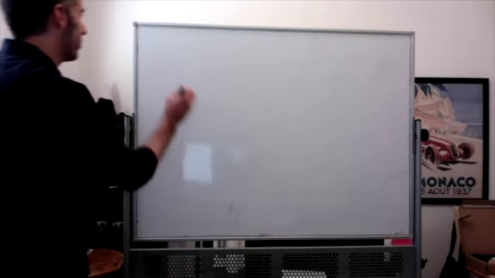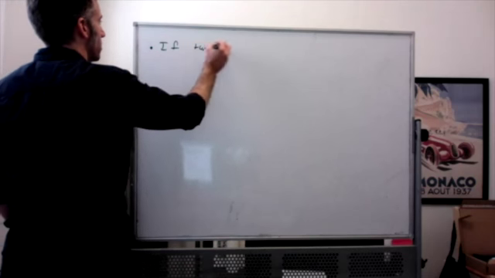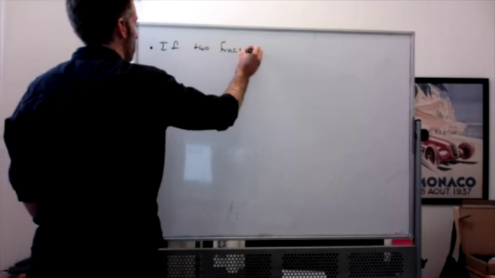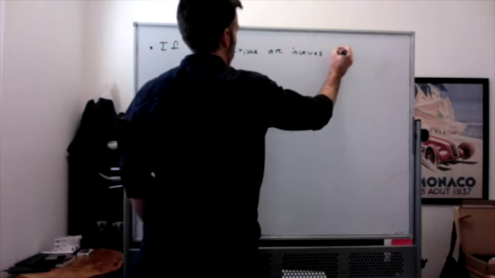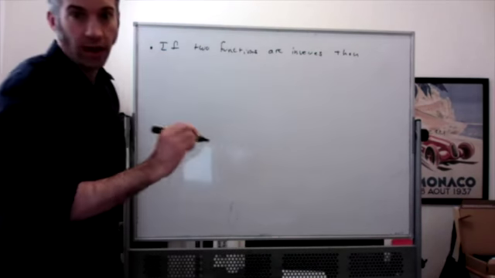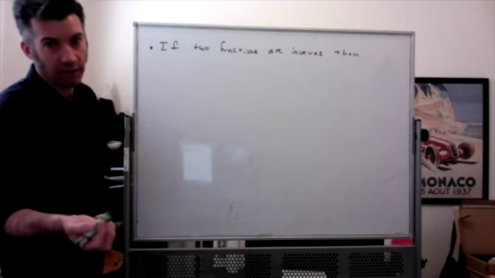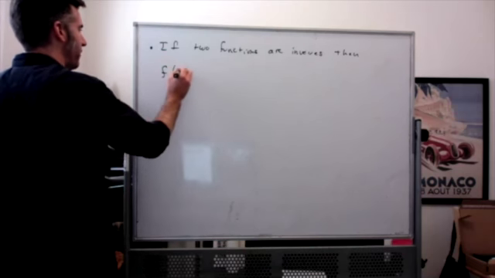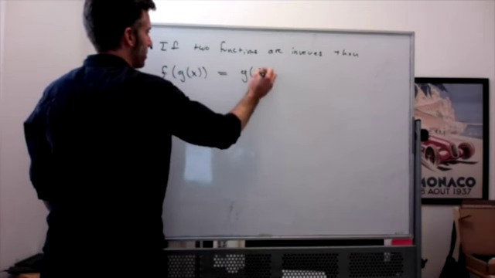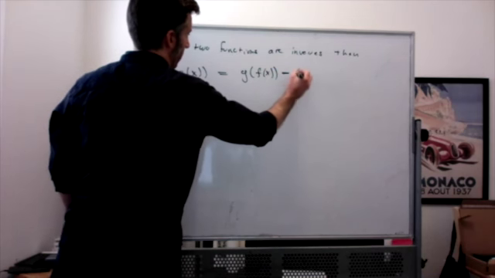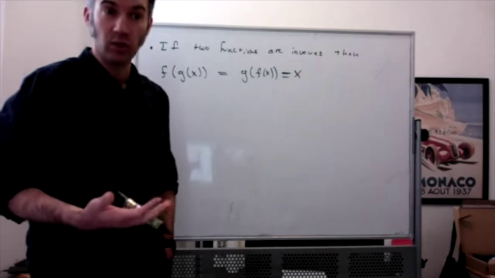So if two functions are inverses, then we know the following is true. If f of x and g of x are inverses, then f of g of x and g of f of x are both equal to x, meaning the functions undo each other.